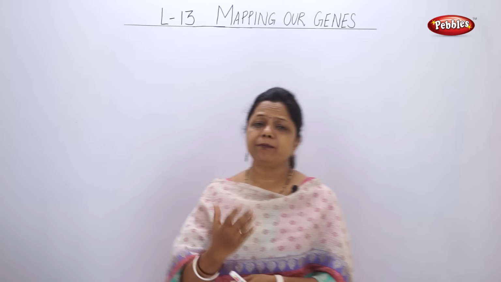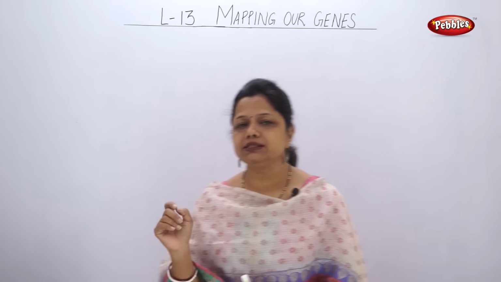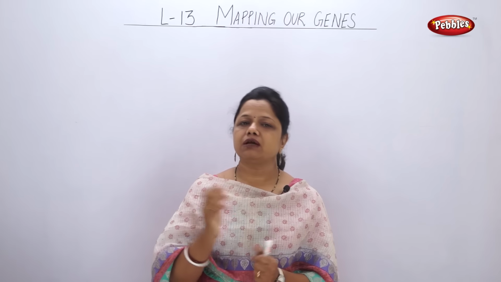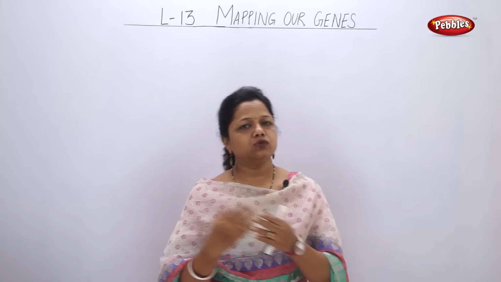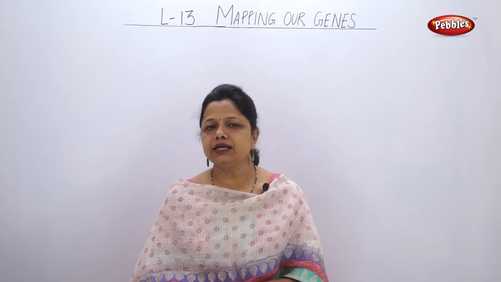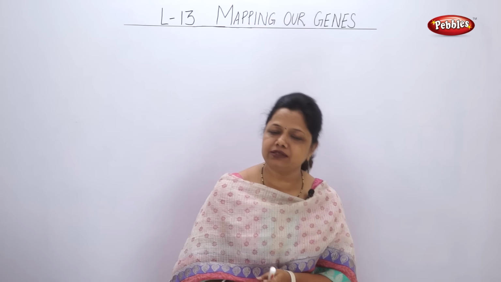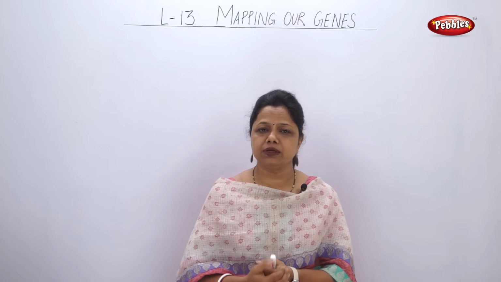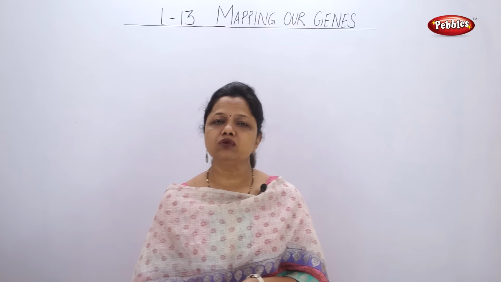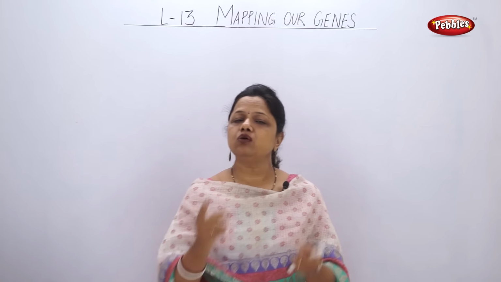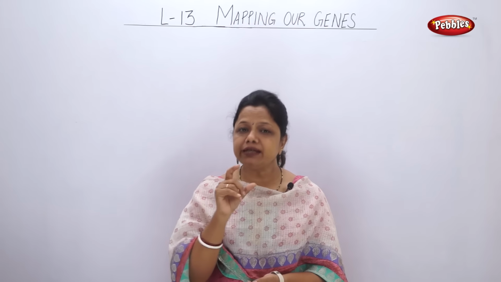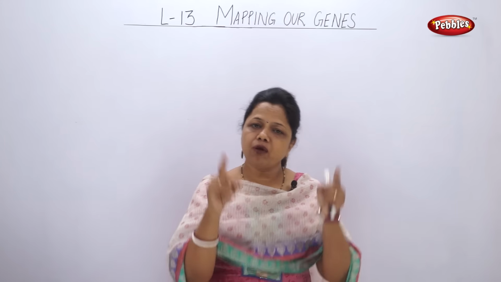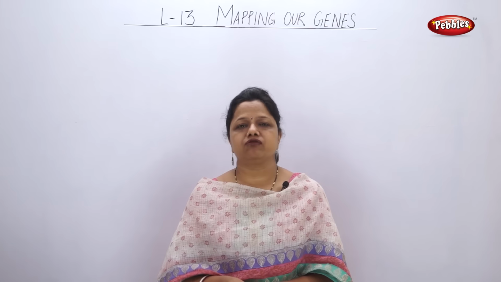What do you mean by mapping our genes? What are genes? These genes actually are the characters which are transferred from one parent to the child. And we can say that the genetic matter is present inside the nucleus of the cell. So when reproduction takes place, the crossing over of chromosomes happens. When the crossing over of chromosomes happens, the genetic factor which is present in the gene is transferred from both the parents to the offspring.